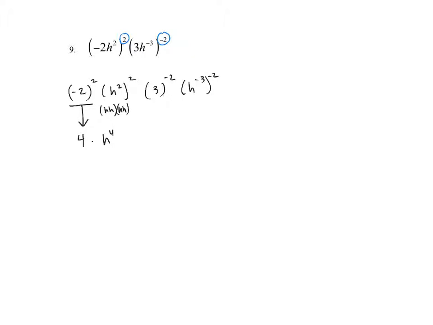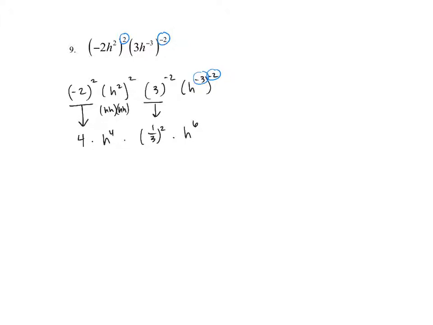Okay, so from here, negative 2 squared, that means negative 2 times negative 2, so we get a positive 4. And then h squared squared would give me h to the 4th, because this means h times h times h times h. Okay, and now I would write the reciprocal of 3, so 1 over 3 to the positive 2 power. And now here, I can just multiply these exponents, so I would get a positive 6 there, so it would be h to the positive 6.